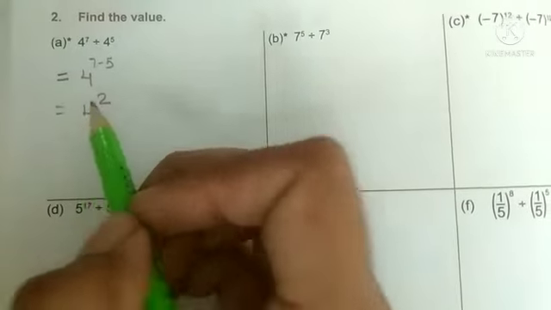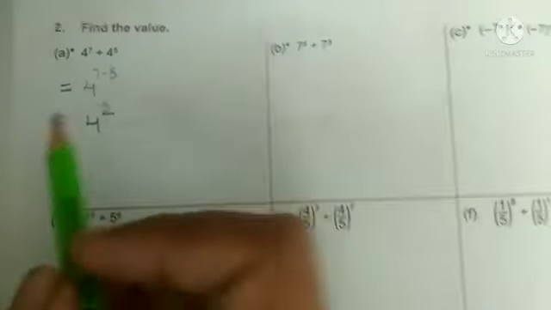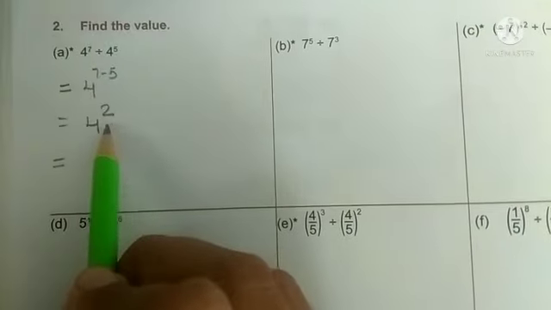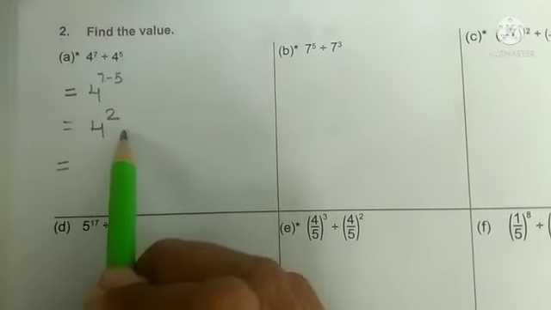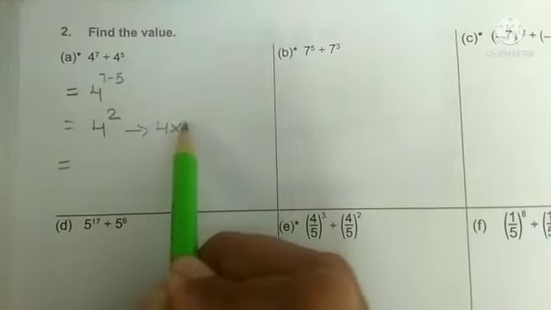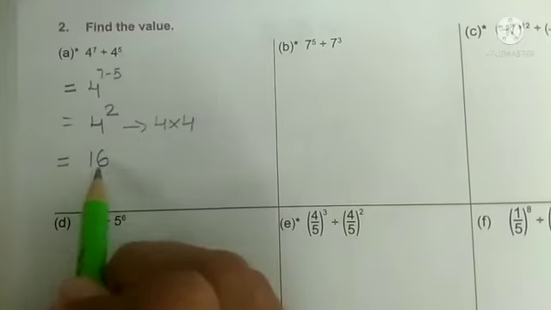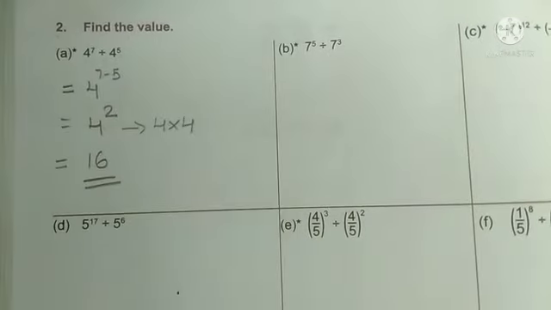Clear, students? Now we have to find out the values. How are you going to find out the values? Now this 4 raised to 2 is given. It means that you will multiply 4 with 4. So what will you get? You will get 16.